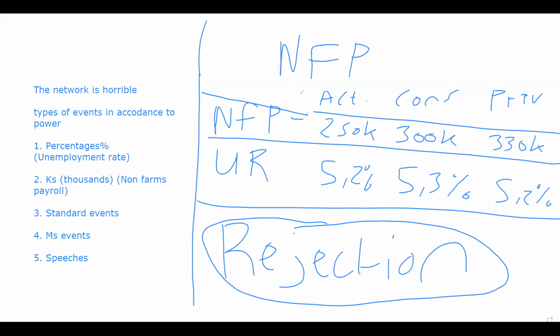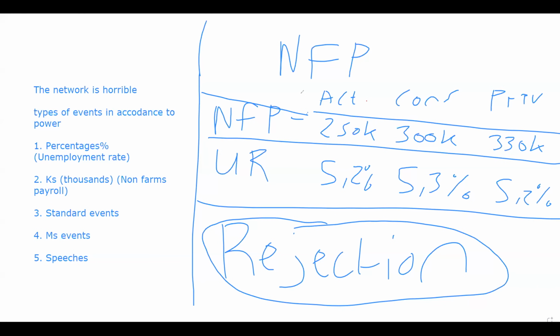As I'm continuing, when the actual is below the cons, it's a sell. When the actual is above the cons, it's a buy for case events. I'm referring to NFP, which is non-farm payroll. Now, the unemployment rate, UR, is a percentage event. Percentage events are the opposite of case events. Normally, when the actual is above the cons, it's a buy and vice versa. But in this case, when the percentage is above the cons, it simply means it's a sell. And when the percentage is below the cons, it's a buy. So the opposite is happening.